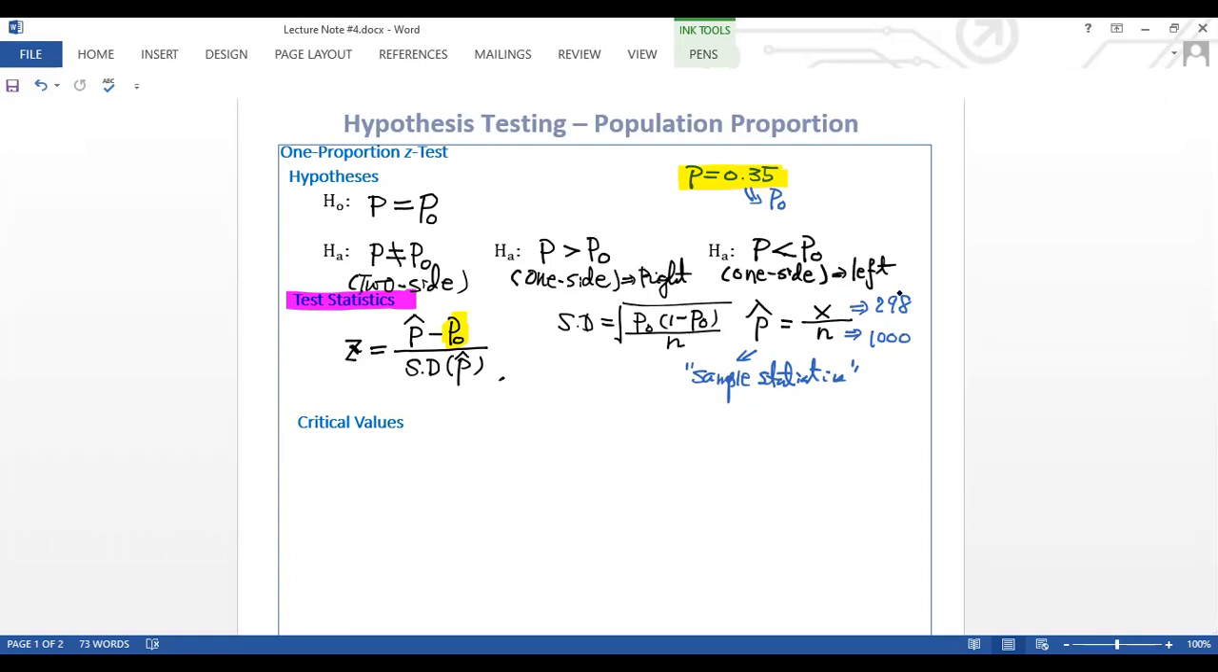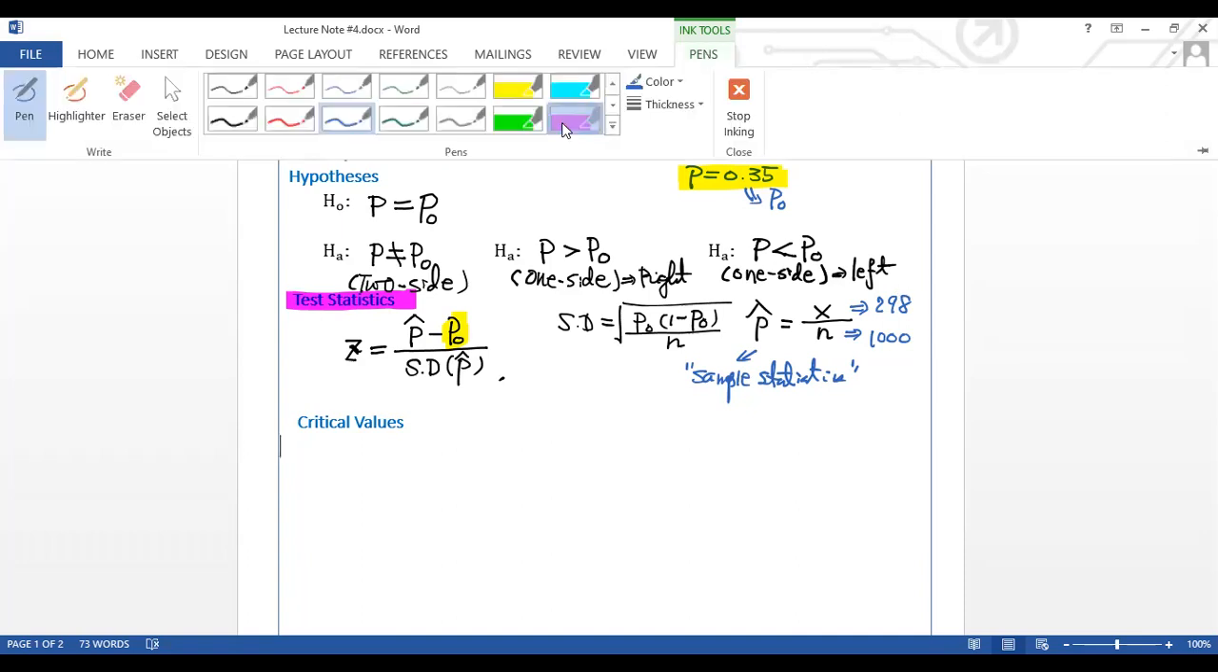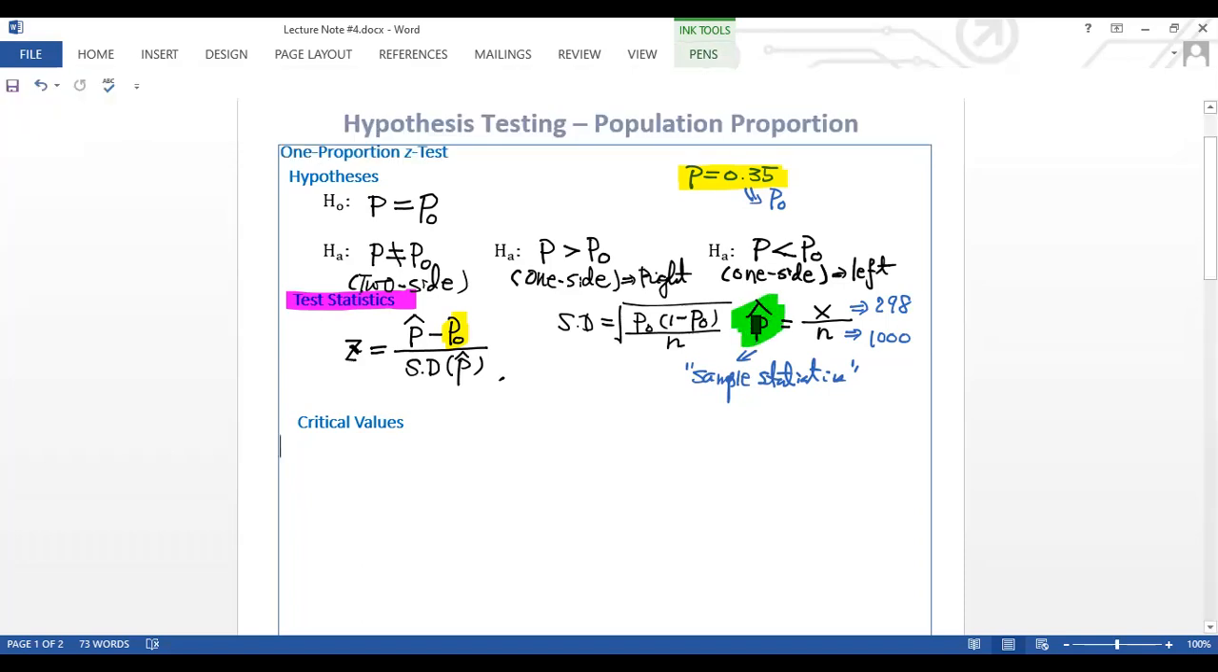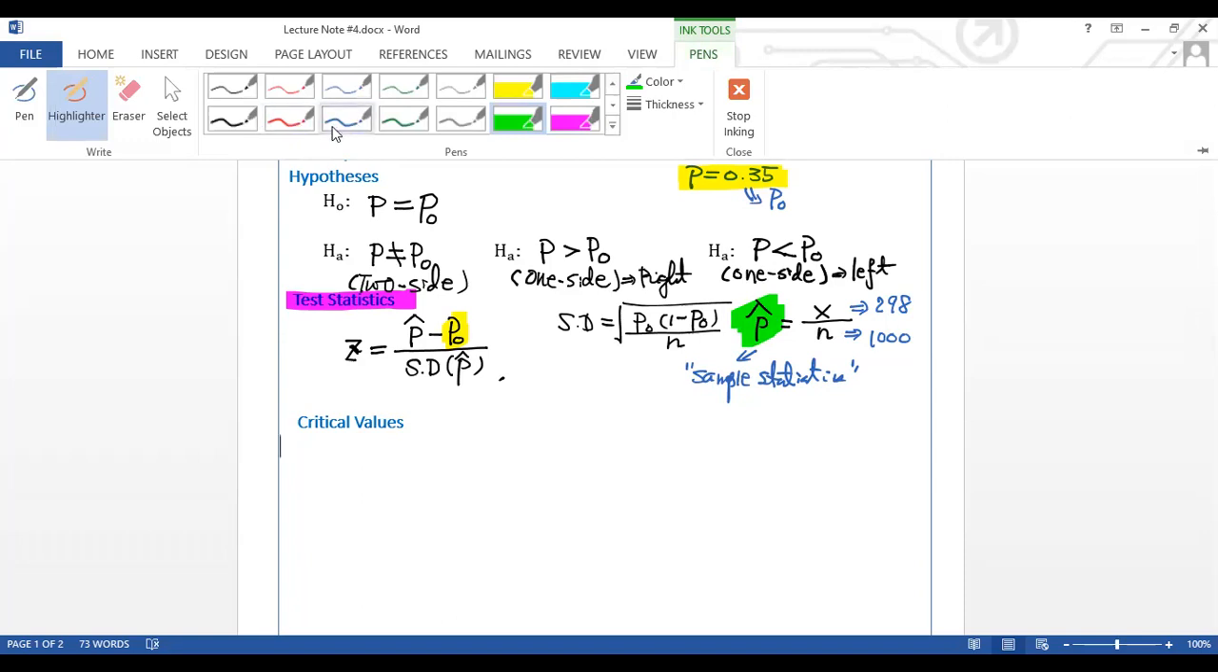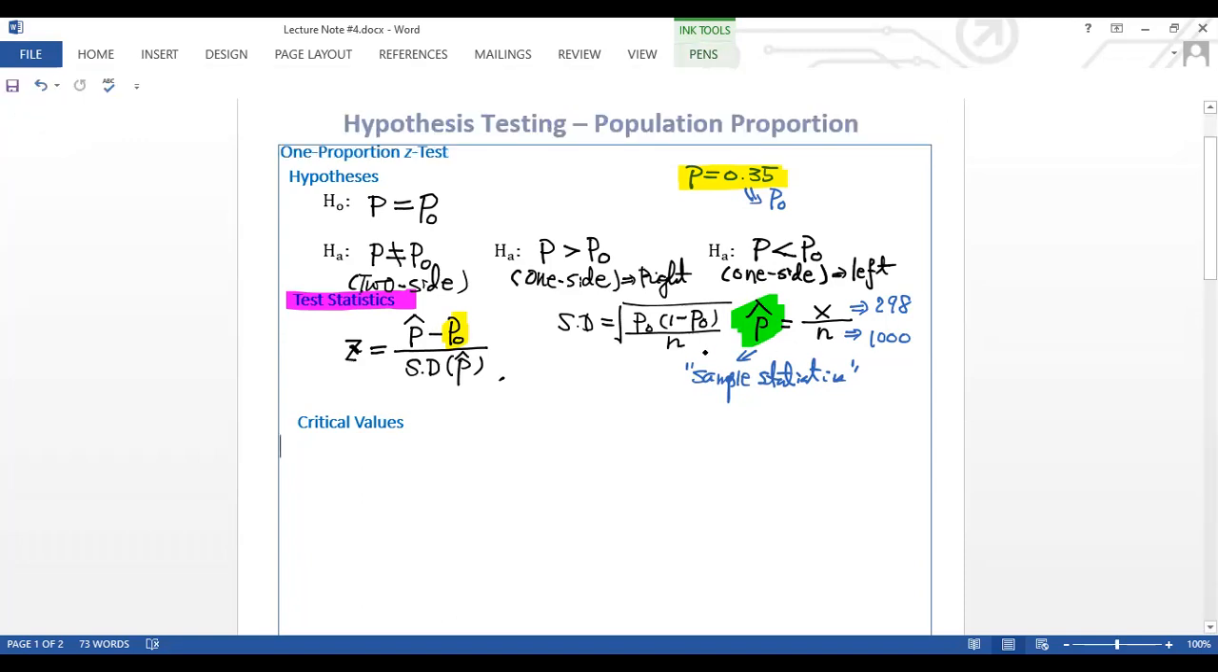So that's why the P hat. This is where we need to be careful with the statistics. So P hat here, this is the sample statistic, because when you want to do the test, you want to take the sample. And the way you take the sample, you randomly pick a certain number of people.